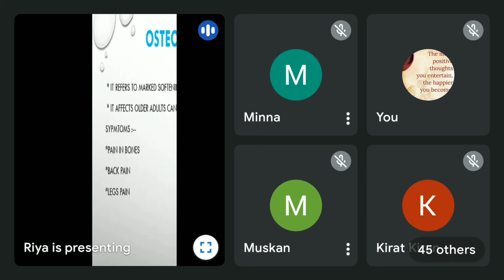Osteomalacia. It refers to marked softening of bones. It affects older adults and can lead to fractures. Symptoms: pain in bones, back pain, leg pain.